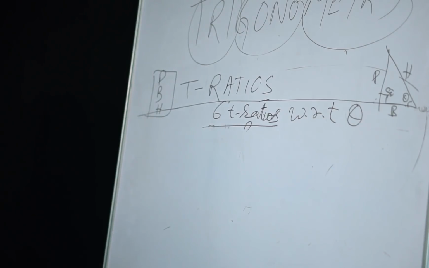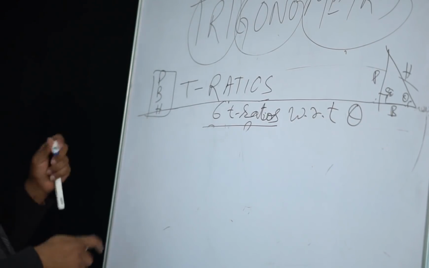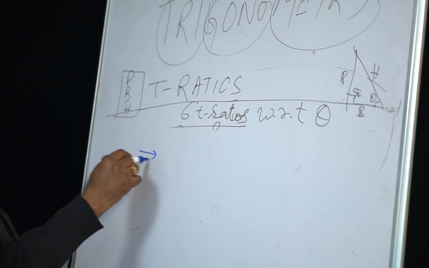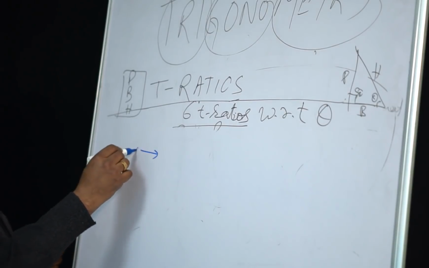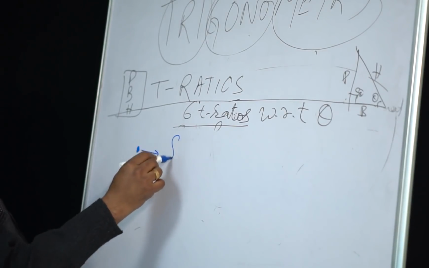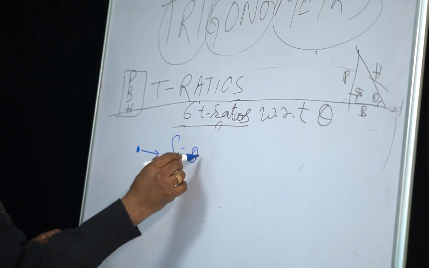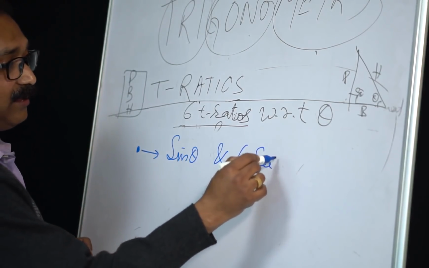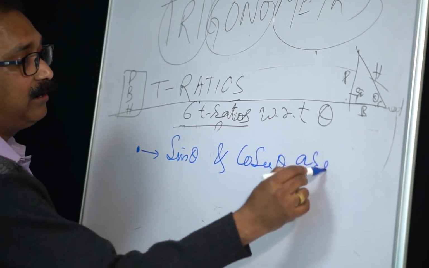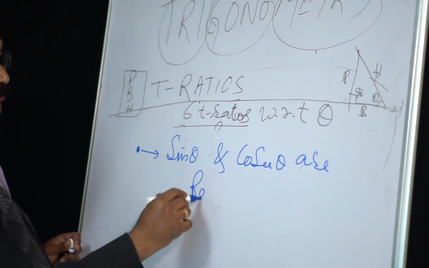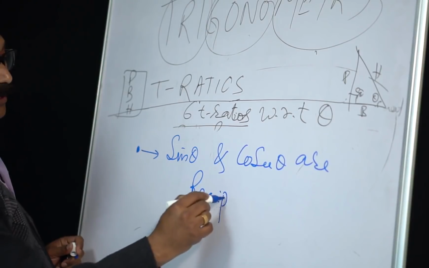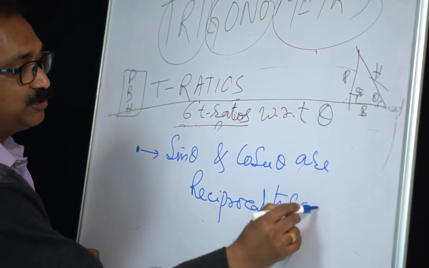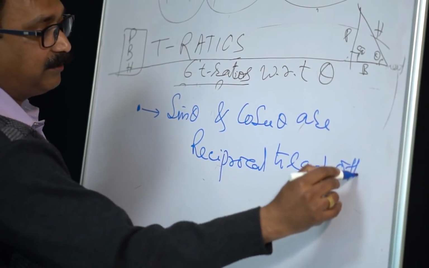Now, you have to write here. To find the other 3, you have to know these 3 important points. We can say bullet points. This bullet point is: sine theta and cosec theta are reciprocal to each other. Reciprocal to each other. Okay?